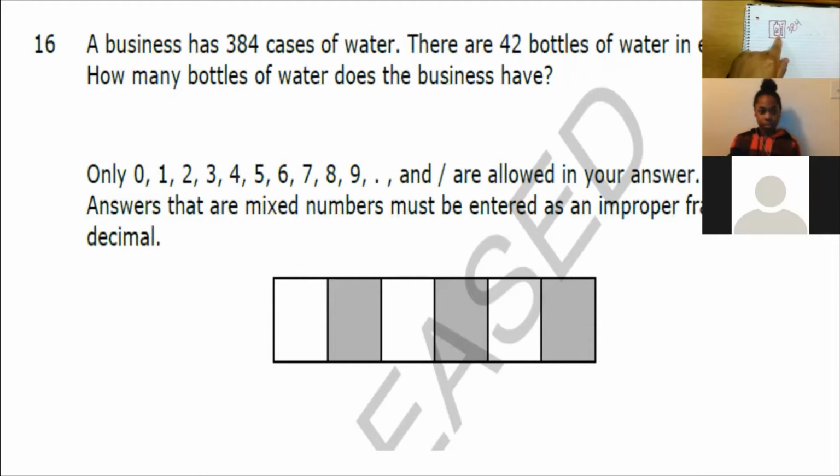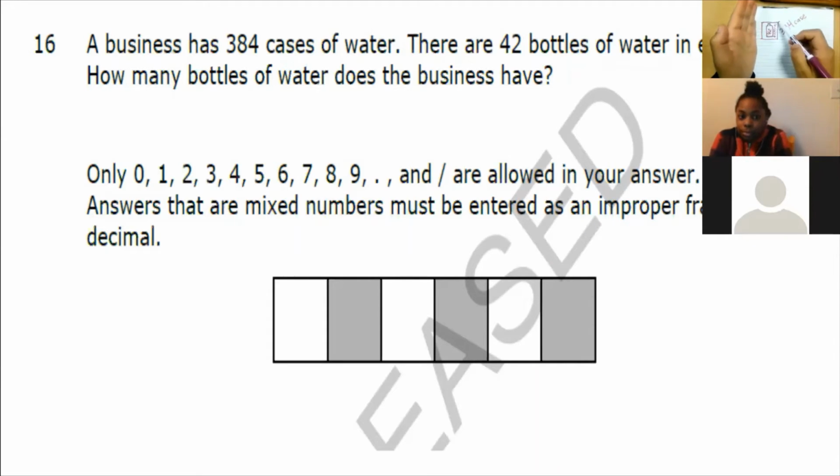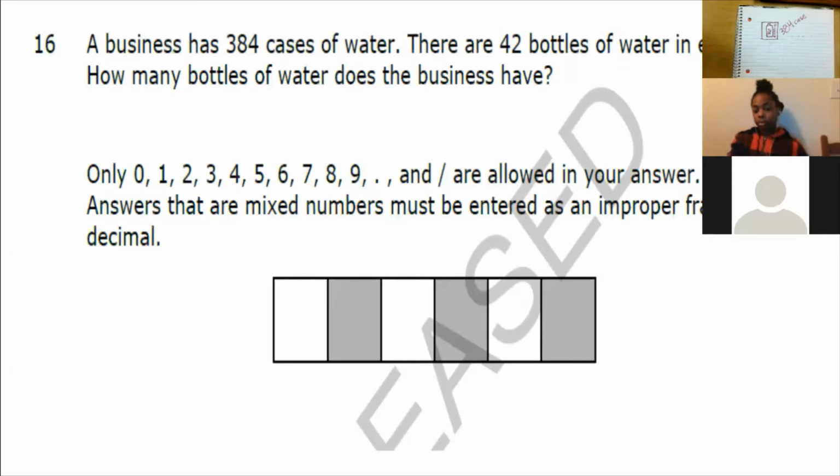Okay, but now the question is asking, how many bottles of water does the business have? So there are 384 cases and there are 42 bottles. Okay, so I would really need to draw this thing 384 times, right? And so how can I show this mathematically? What do I have to do to know how many bottles in total are there in the whole store?